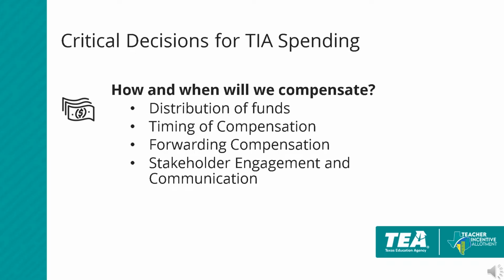To start us off, these are a district's important decision points related to spending. They include how to distribute the TIA allotment, the timing for compensation, whether to forward funds to teachers who may depart, and how to engage and communicate with stakeholders. I also want to recognize that districts may be coming to this session from a variety of places, from those with existing designation systems to those who only have one or two locally designated teachers. The TIA team is always happy to address district-specific questions over email, so feel free to reach out if there are other things outside of this deck.